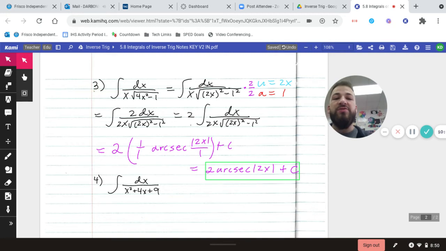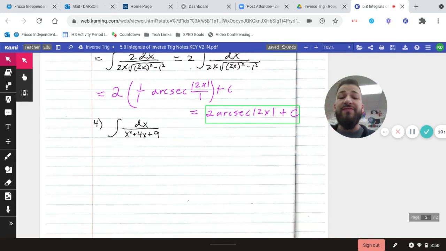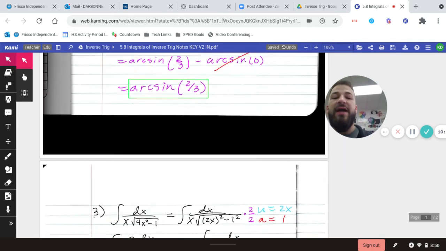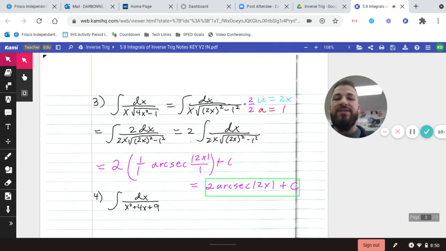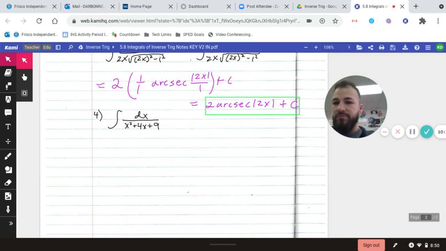as it had that extra step of multiplying by the 2 over 2. So let's look at one last one, number 4. We have the integral of dx over x squared plus 4x plus 9. And right off the bat, you probably want to look at this one and think arc trig. But this is arctangent. It is that kind of formula of 1 over an a squared plus u squared. But we got some extra stuff. We got this extra 4x term in the middle.